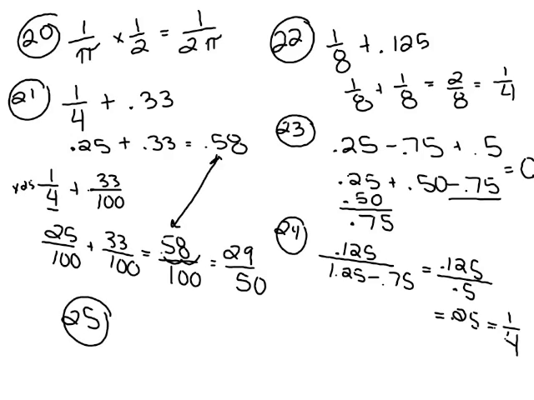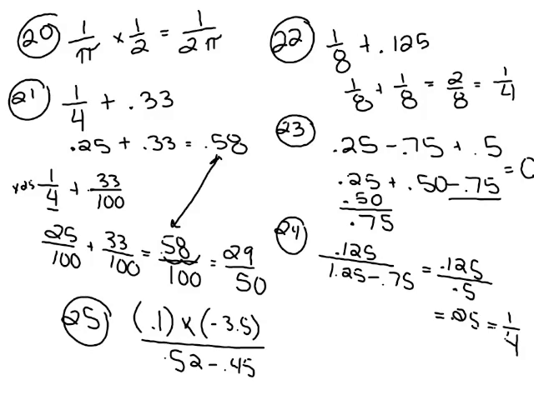Question 25 is brackets 0.1 times brackets negative 3.5 on top, all over 0.52 minus 0.45 on bottom. Okay, so top and bottom are separate creatures. Which one do I want to start with?